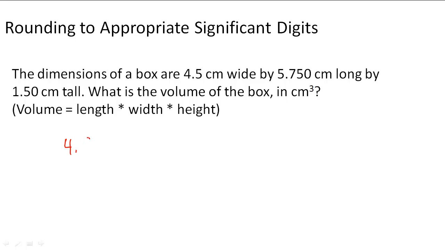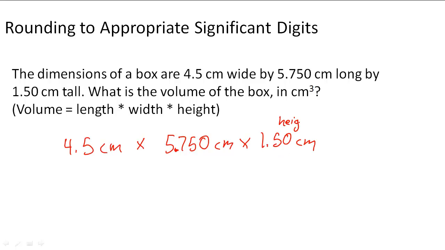So I'm just going to put 4.5 centimeters times 5.750 centimeters times 1.50 centimeters. So this is the height, this is the width, and this is the length. And remember, we can switch them around, but this equation is still the same. It's length times width times height, or width times length times height, or height times width times length. It doesn't matter, it still gets us volume.